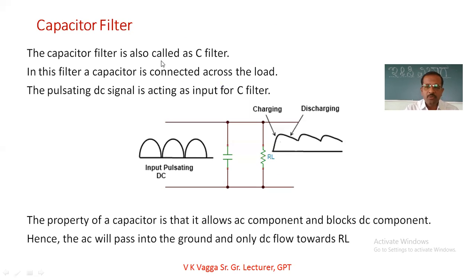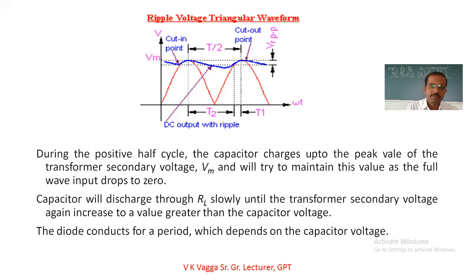The important point to remember in this case is that the capacitor will allow AC to pass, so for that purpose it is connected in parallel to the load. When you apply the pulsating DC, it will pass the AC into the ground, and in the output you can get only the DC. Our intention in this case is to eliminate the AC. So the AC has been eliminated, and in the output you can get only the DC. This is about the capacitor filter.